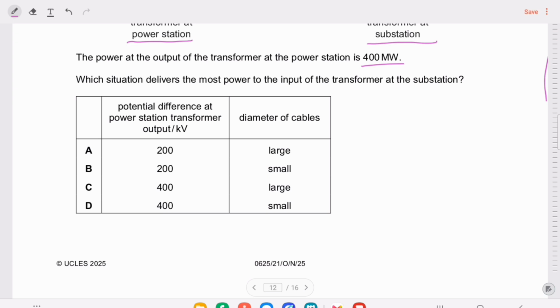Now why are we using large cables? Large cables have lower resistance. Lower resistance means less energy loss. So the best combination is higher voltage and large diameter cable. For example, imagine transporting water. A wide pipe allows water to flow more easily than a narrow pipe. Large electrical cables work in a similar way. In that case, option C is the right one.